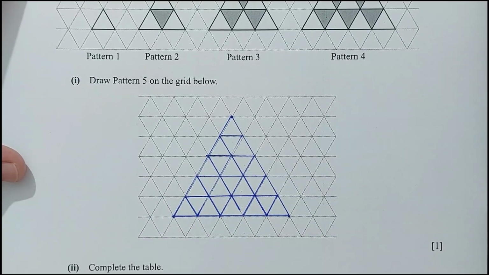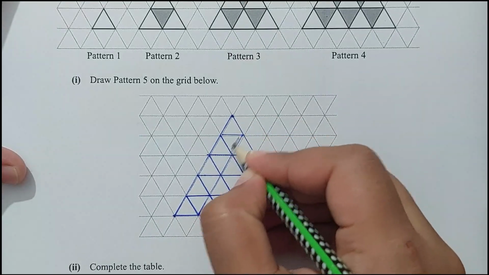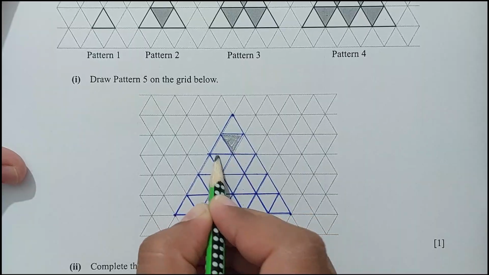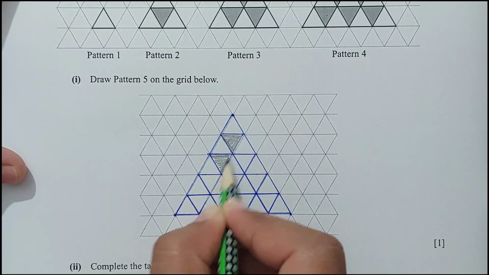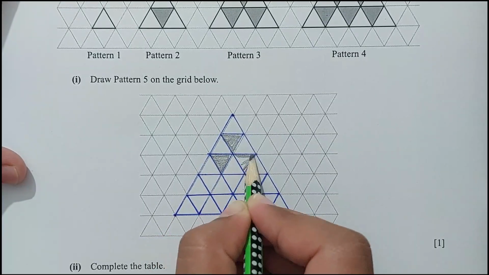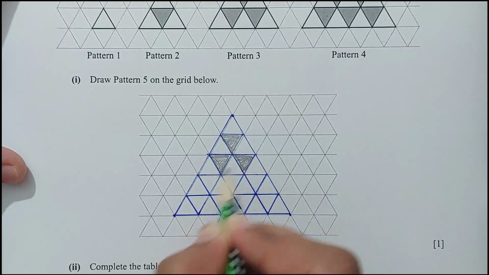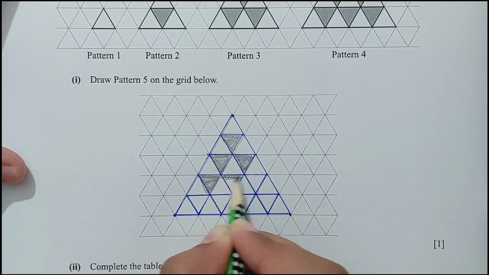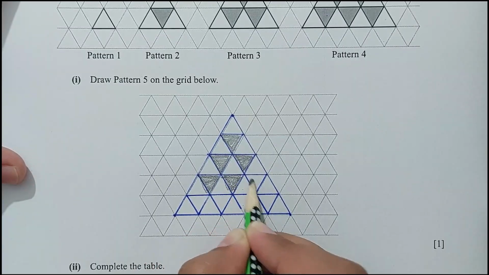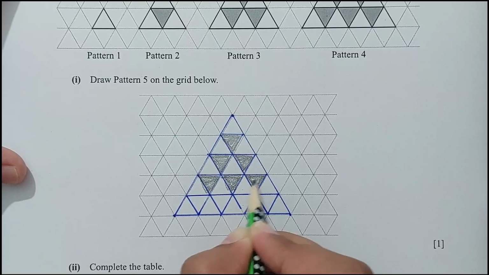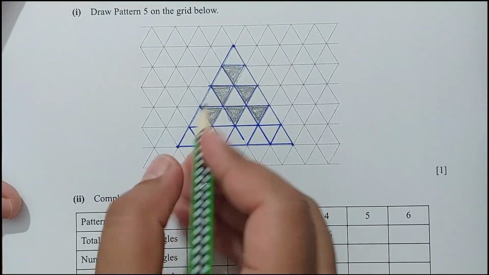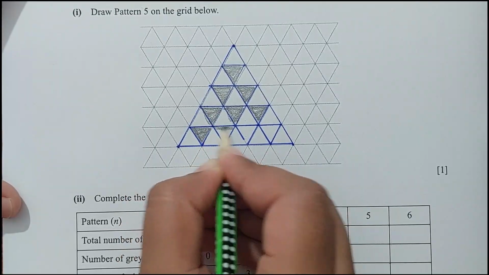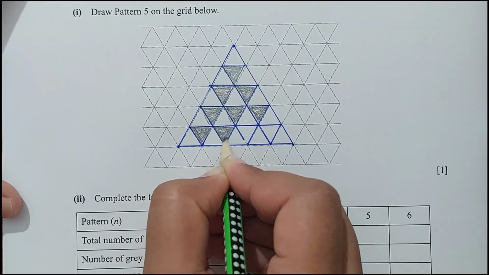Now we have to shade this as well. So this one is gray, this is shaded, and this is shaded. This one is shaded. This one is shaded as well. This one. All right, and the bottom we have 4 shaded gray triangles.